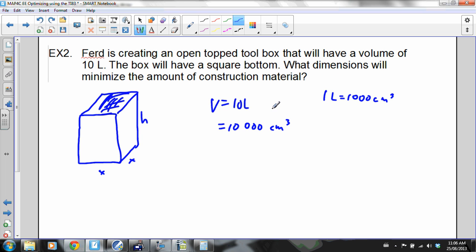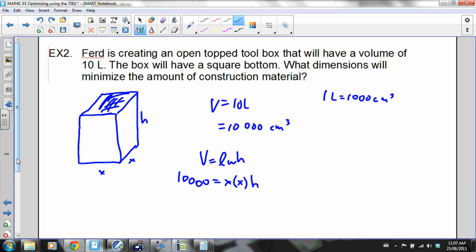Okay, well, also we've got this formula, right? It's a rectangular prism, a box. This is 10,000, the volume. The length is x. The width is x. And then the height is, well, h, we don't know.